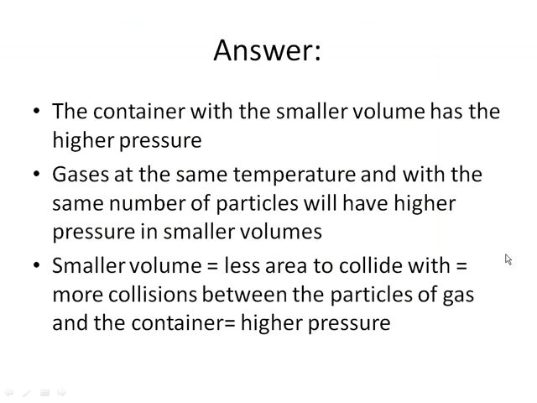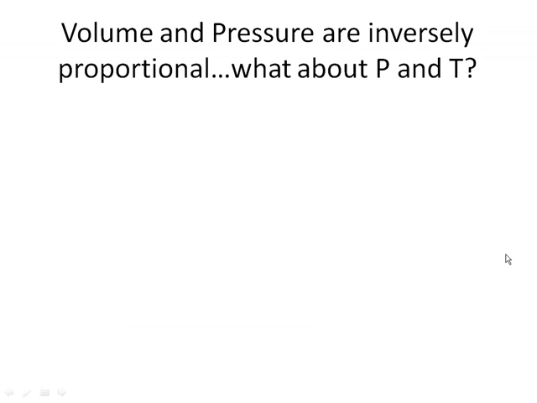So the container with the smaller volume has the higher pressure. Gases with the same temperature and the same number of particles will have higher pressures in smaller volumes. This comes down to the fact they have less area to collide with, so more collisions between the particles of the gas in the container gives you a higher pressure. Which means volume and pressure are inversely proportional, and what that looks like is P is proportional to 1 over V.